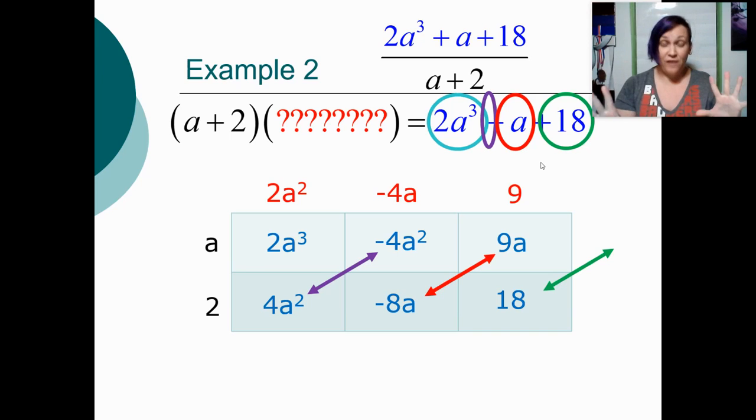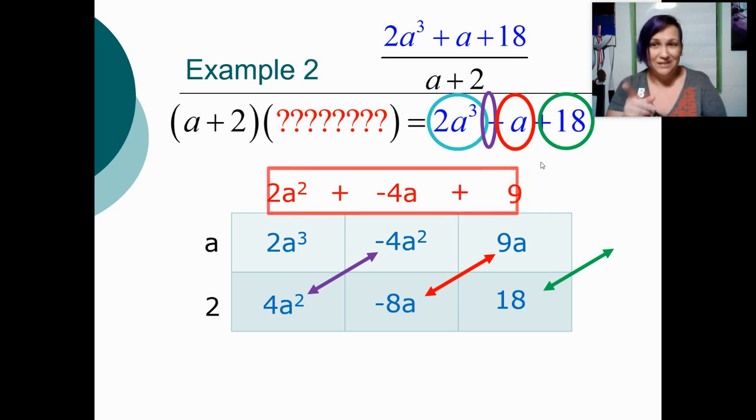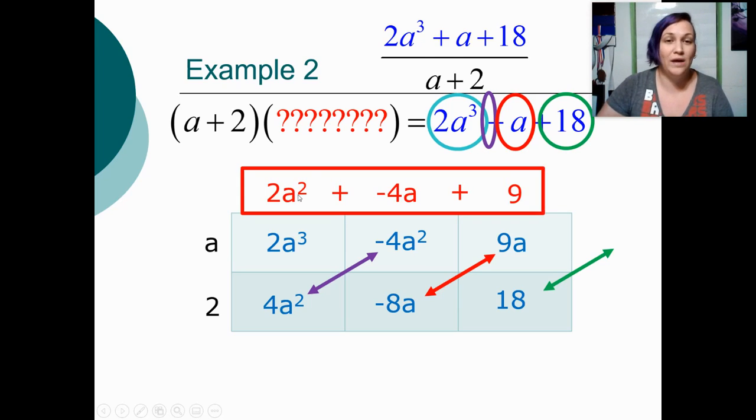And then remember your final answer is across the top of the box. I'm going to throw in some plus signs. Honestly, a better way to do that would be to do 2a squared minus 4a plus 9. I was just being a little lazy. So that'd be a better way to write your answer. But there it is right across the top. And this is division using the box method. That's the end of our first video.